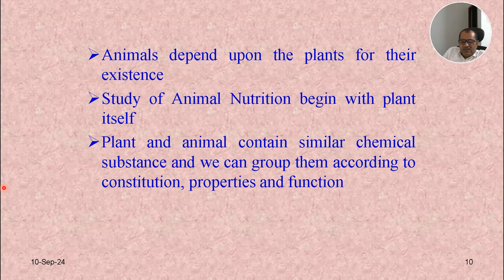And plants and animals contain similar chemical substances, and we can group them according to their constitution, properties and function. For example, a plant contains carbohydrates and also protein and also fat. Accordingly, the animal also contains a similar chemical composition. Suppose an animal is slaughtered, then you can get a lot of lard or fat, then muscles in the form of proteins, and also milk, etc. So in this aspect also, it is important that animals contain similar types of substances.